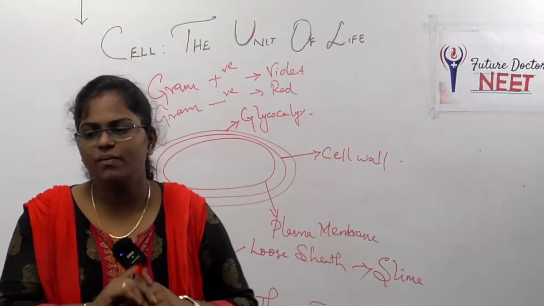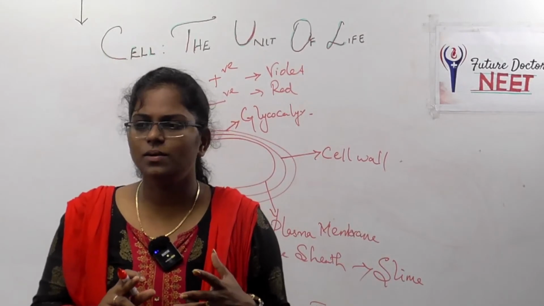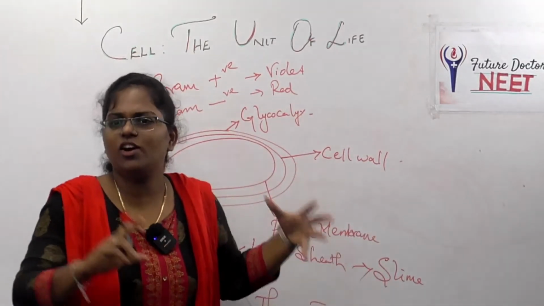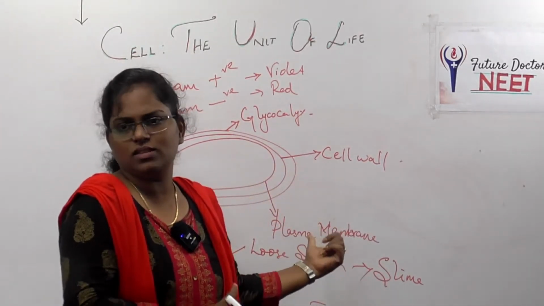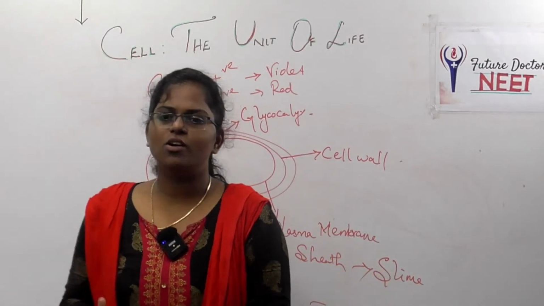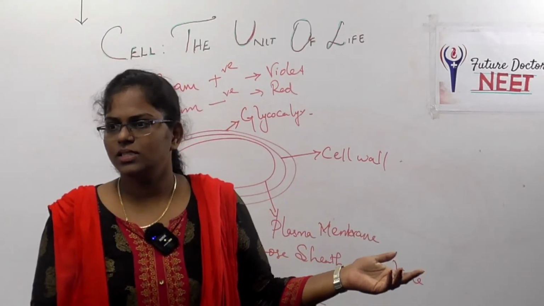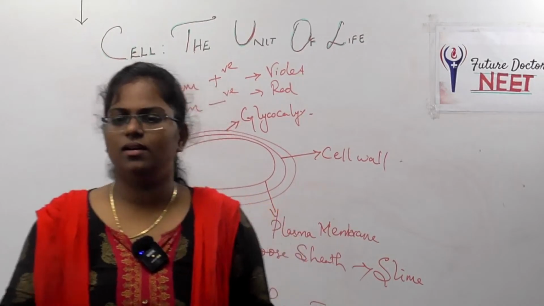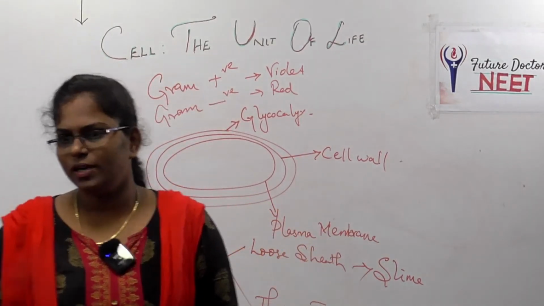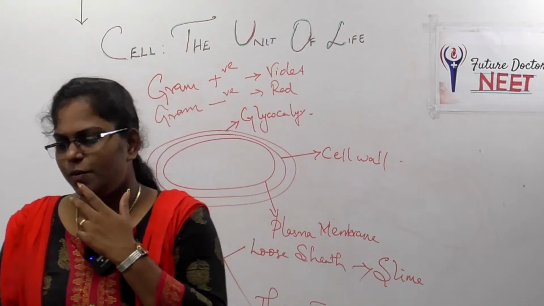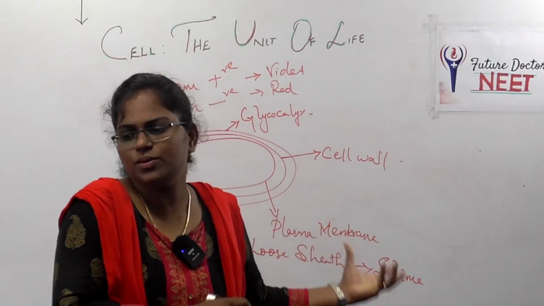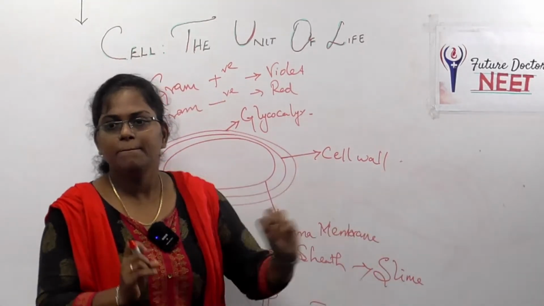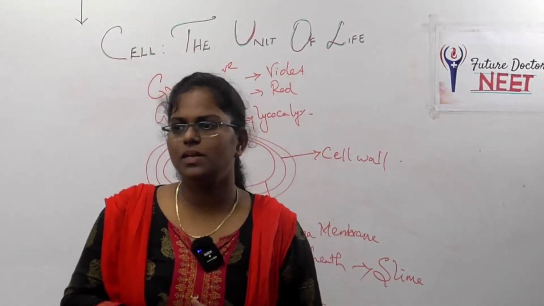So what is the cell wall giving? It gives the shape. The cell wall gives the shape to the bacteria, and not only in prokaryotes, even in eukaryotes the cell wall gives the shape. It gives the shape and structure, and this cell wall protects the cells. It gives structural support to the cell. This cell wall also prevents the cell from bursting. What is bursting? What does collapsing mean?